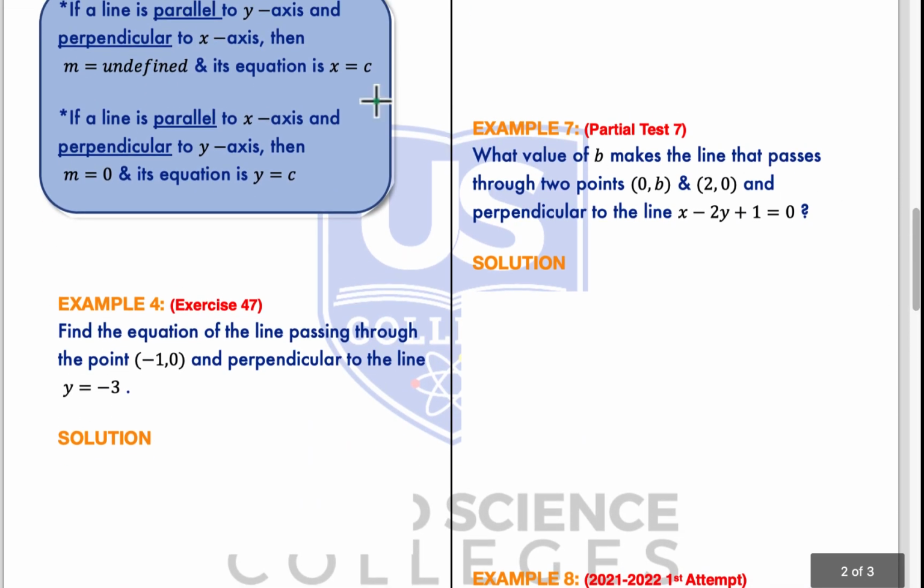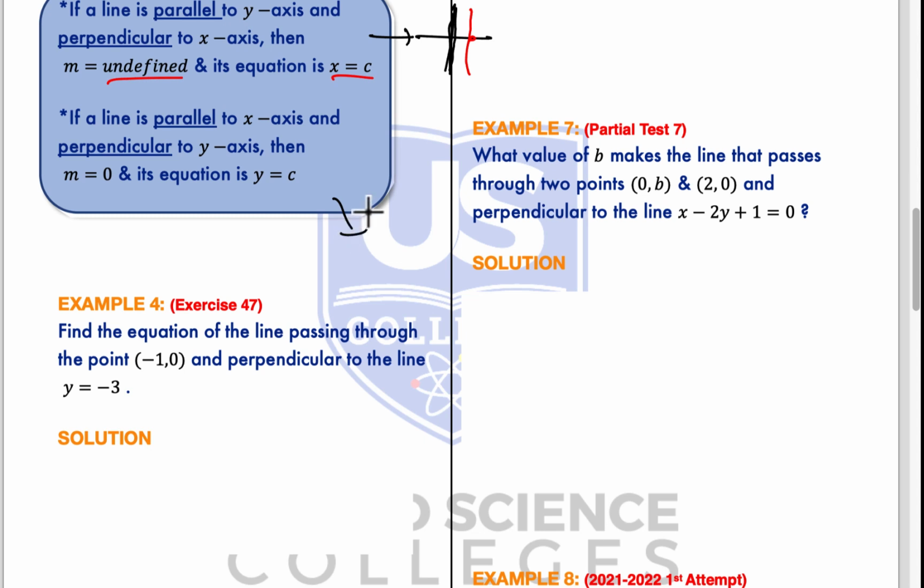Let's take a look at some notes. Don't memorize the notes, try to make sense. If a line is parallel to the y-axis, it is the vertical one. If your line is parallel to the y-axis, something like this, it's perpendicular to the x-axis. The x-axis is the horizontal one. Then, what can you say about the slope? Since it's vertical, its slope is undefined, and its equation is x equals something.